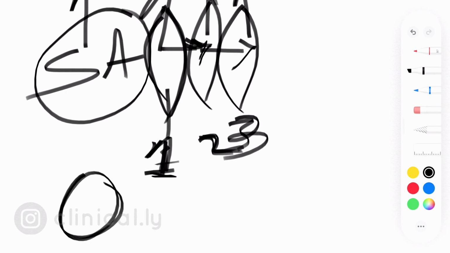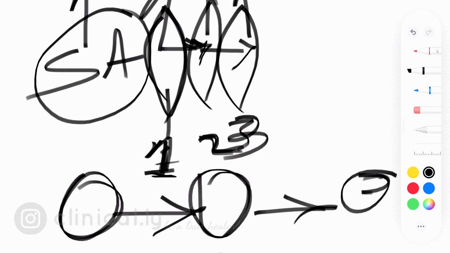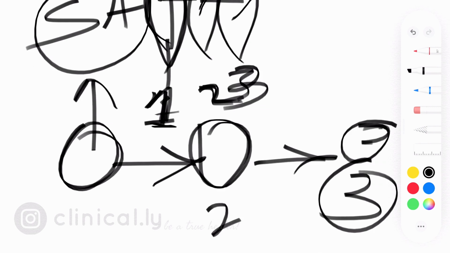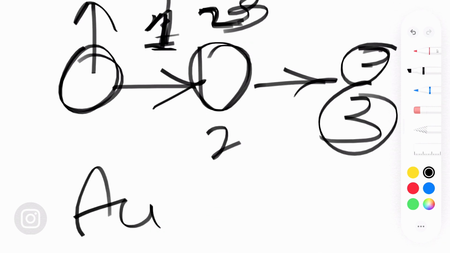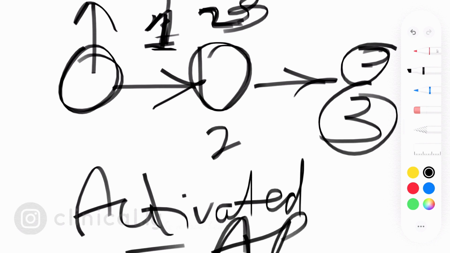A person gets a ball and he shifts the ball to the person standing on the right side of him, and that person subsequently passes on the ball to the third person who is standing on the right side of him. So every person getting the ball, every cardiomyocyte getting the current, is equivalent to getting activated, which is equal to an action potential.